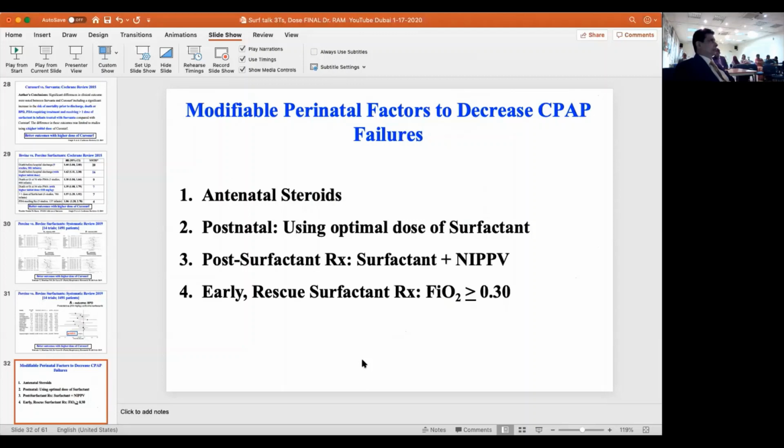How can we improve? Most of us use CPAP, right? But the CPAP failure rates are high. There are some modifiable factors. There are 4 things I want you to remember: antenatal steroid use, postnatally an optimal surfactant dose, post-surfactant, managing babies with NIPPV rather than nasal CPAP, and finally, early rescue surfactant treatment using the FiO2 criteria of 0.2 or higher in babies on CPAP.